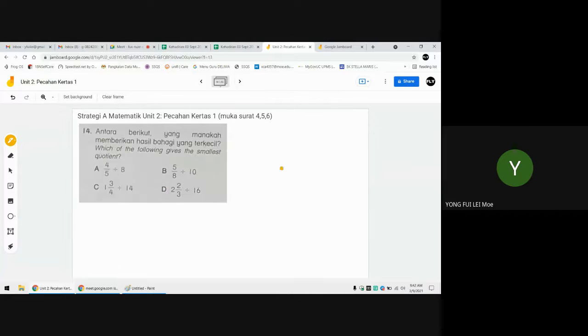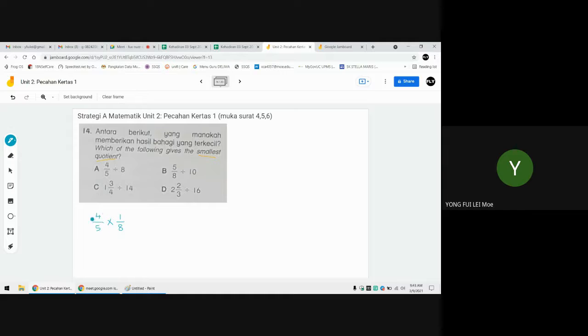So next, 14. They want the smallest quotient. So no choice, do one by one. So 4 over 5. Let's do the first one, A. 4 over 5 divided by 8. Remember, divide will become multiply. 8, when you inverse it, will become 1 over 8. We call it inverse.